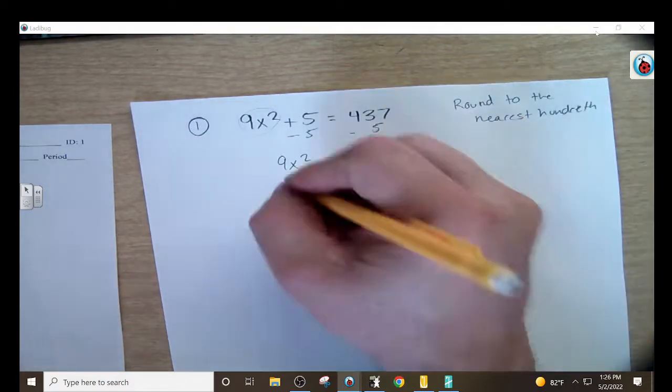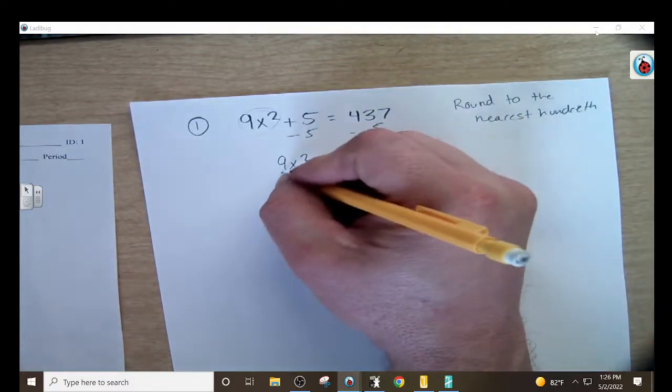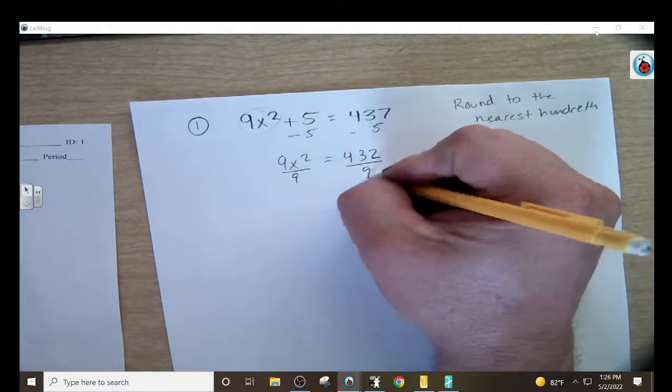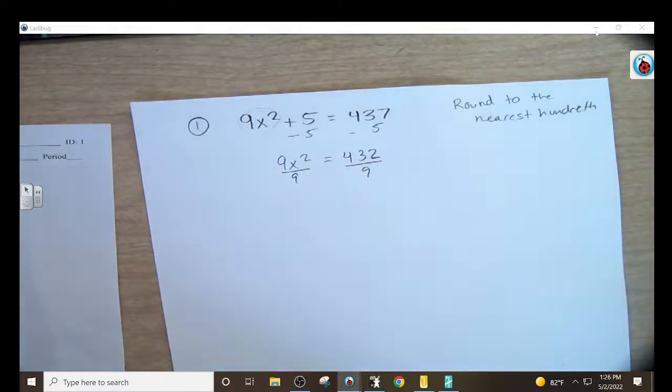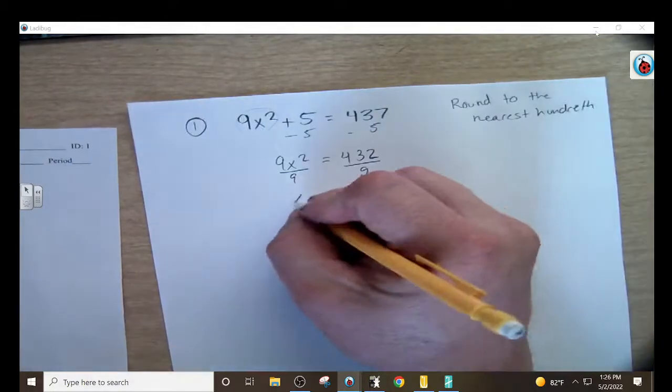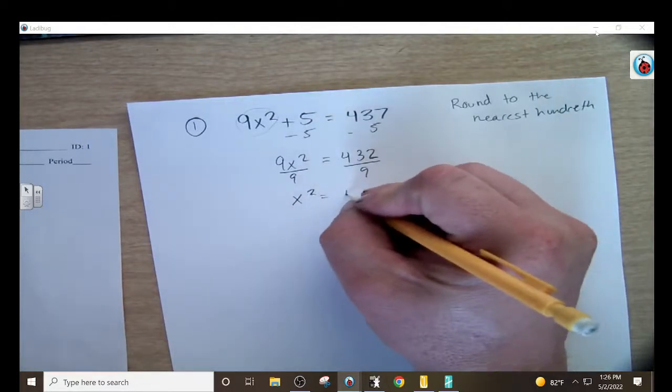Okay, then you're getting x squared by itself, so you're going to divide by 9. If I do 432 divided by 9, that gives me 48.